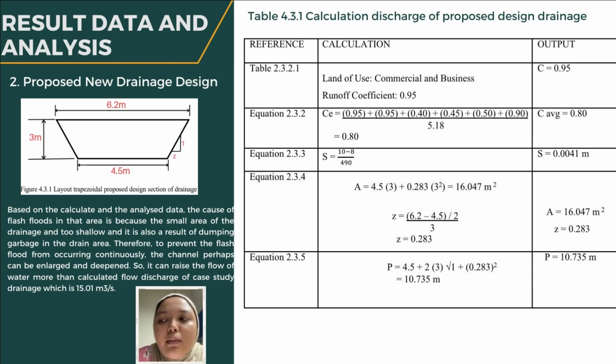raise the flow of water more than the calculated flow discharge of the case study drainage, which is 50.01 meter per second. Next, for table 4.3.4.1, it shows the calculation of discharge of the proposed design drainage, which is for reference table 2.3.2.1. We got the output C equals 0.95, and for equation 2.3.2, we got the C average is 0.80.